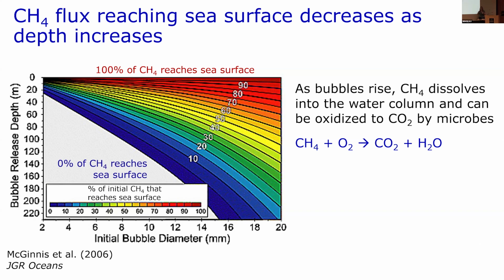As those bubbles rise, they're going to get smaller and smaller and release their gas to the water column. Then less of that bubble flux is going to make it to the surface. So for a typical sediment bubble size, which we might expect to be around 5 millimeters, if the water depth is greater than 60 meters, none of that methane in that bubble is going to make it to the surface as a bubble. It's all going to dissolve. And once it dissolves, that methane can be oxidized with oxygen to CO2, and now it's no longer methane.